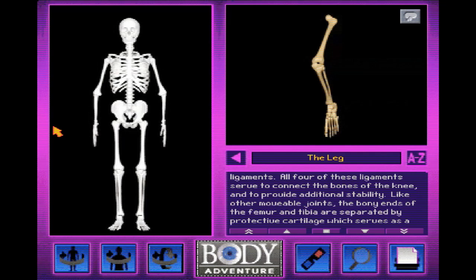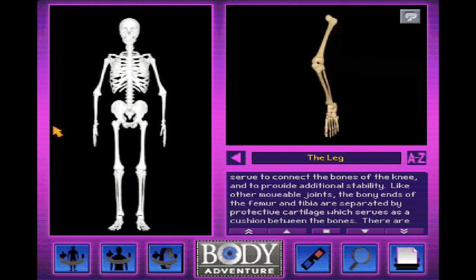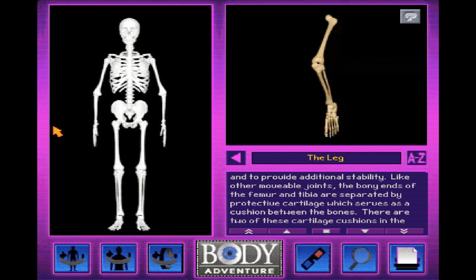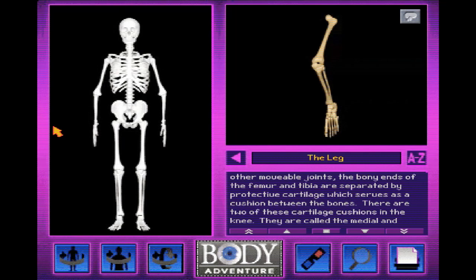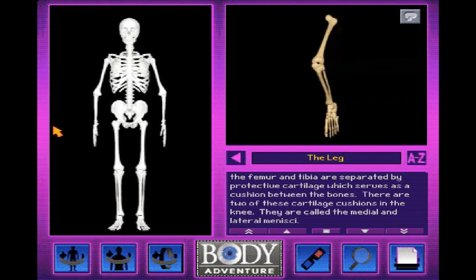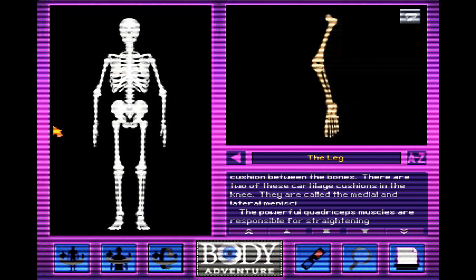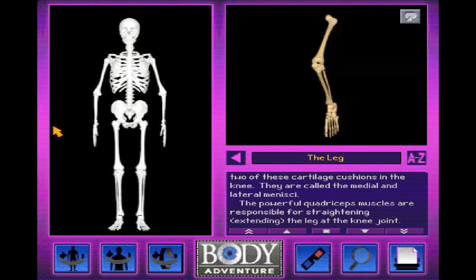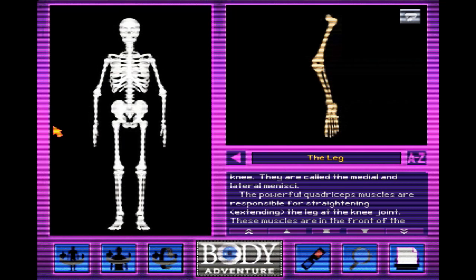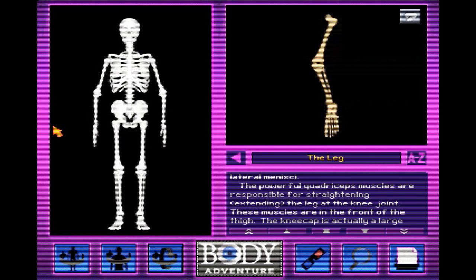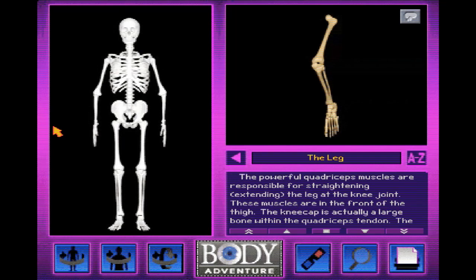Like other movable joints, the bony ends of the femur and tibia are separated by protective cartilage which serves as a cushion between the bones. There are two of these cartilage cushions in the knee. They are called the medial and lateral menisci. The powerful quadriceps muscles are responsible for straightening, extending the leg at the knee joint. These muscles are in the front of the thigh.